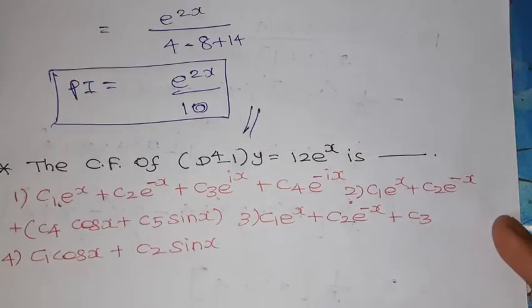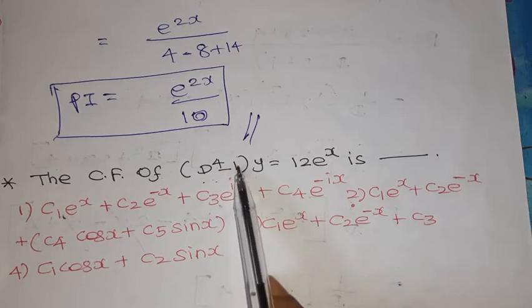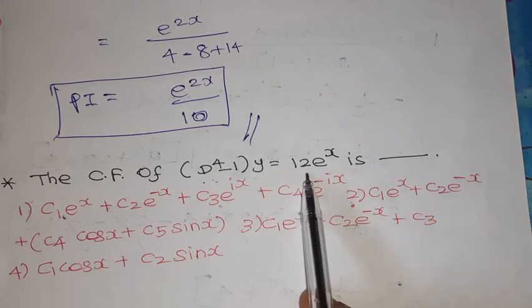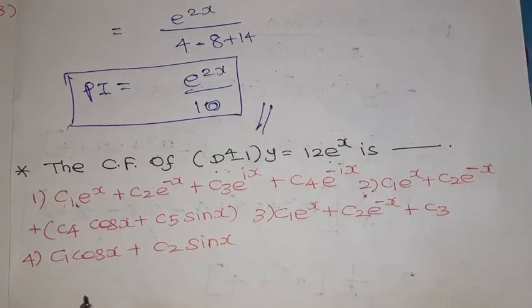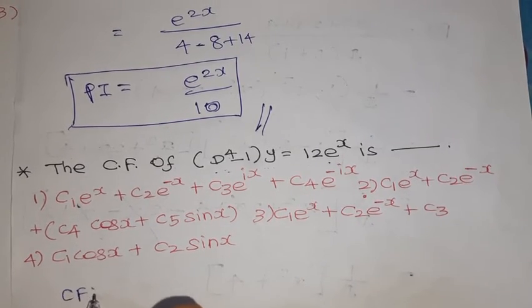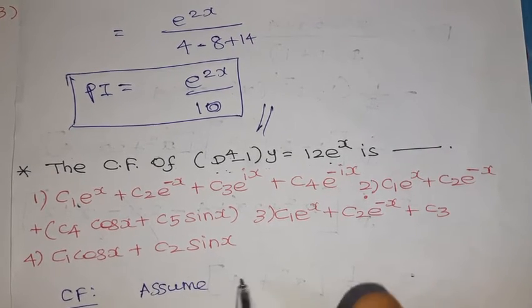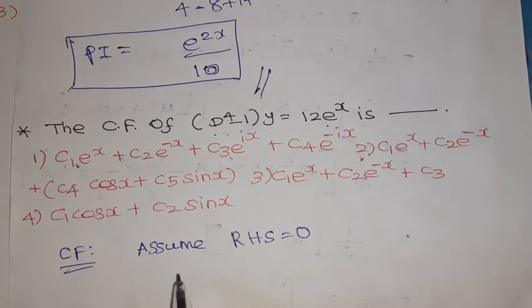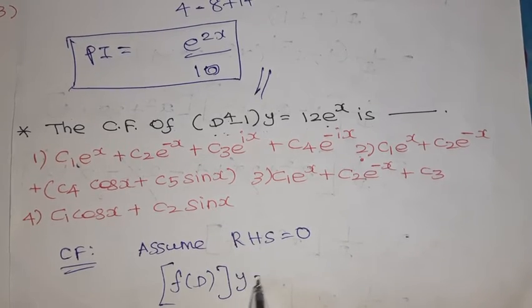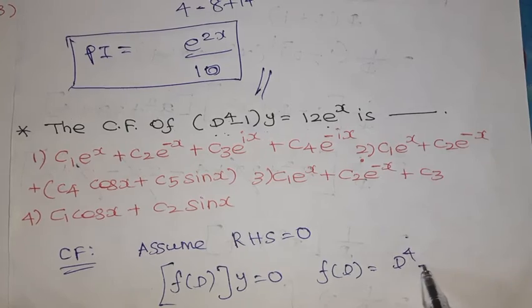Here we need to find the complementary function for the given (D power 4 minus 1) y equal to 12 e power x. To find the complementary function, what is the first step? Assume RHS equal to 0. Okay, this is the first step. Then this is f of D into y equal to 0. What is f of D here? D power 4 minus 1.